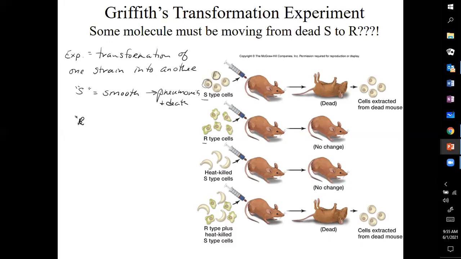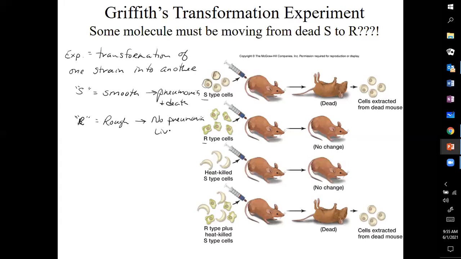The R strain of bacteria, the R stands for rough. Now it is missing that lipid coat. So that means surface proteins on here and different carbohydrates are visible to the immune system of the mice. And so the mice can recognize these bacteria and clear it. And so you don't get pneumonia when injected into mice. So you get no pneumonia because the immune system clears it.